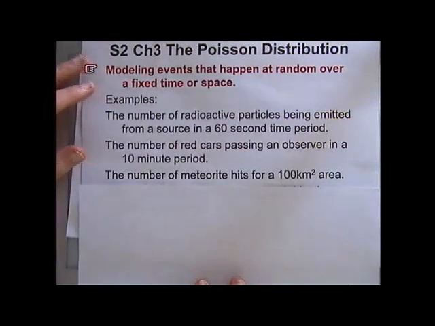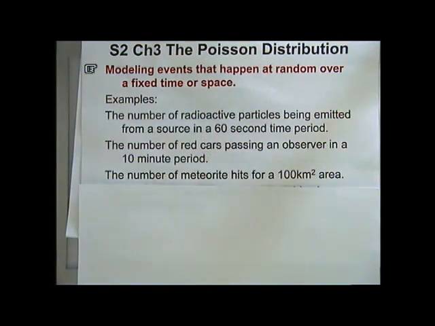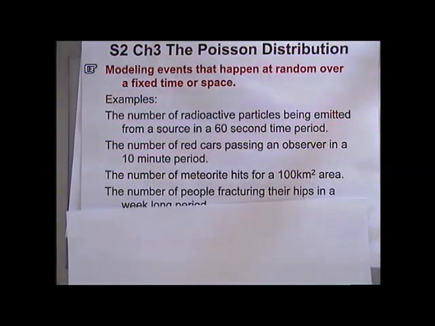This next one is about a space measurement, like an area measurement. The number of meteorite hits for a 100-kilometre area. So that's a bit here that refers to a space. The one we've got here, the number of people fracturing their hips in a week-long period. The hospital may be collecting that data, and they know that on average it's the same sort of thing.